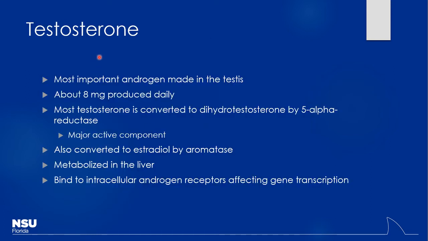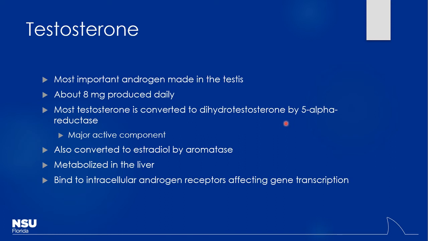But testosterone itself is going to be one of the most important androgens that are made in the testes themselves. We make about 8 milligrams produced daily. And you'll find, though, that testosterone itself is not going to be the most active form of testosterone. It actually gets converted over by this enzyme called 5-alpha reductase. It's going to convert it over to DHT, or dihydrotestosterone. This one has much more androgenic activity. This one's also really important when we're talking about things like BPH, right? What does that stand for?